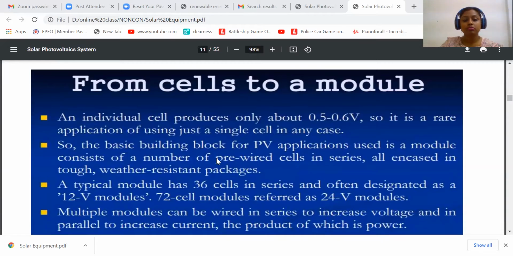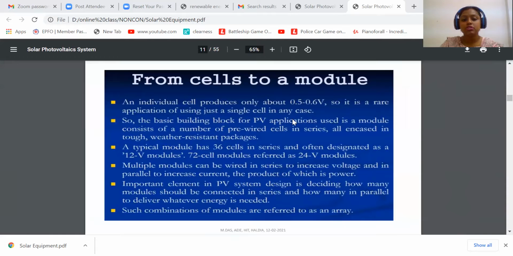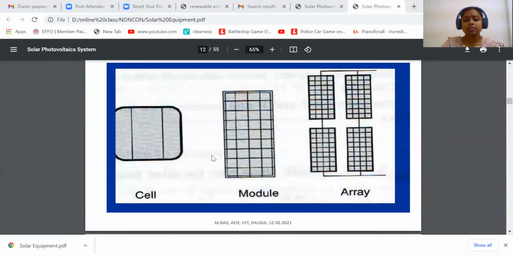From cells to modules: an individual cell produces only about 0.5 to 0.7 volt. So it is a rare application to use just a single cell, and we generally do not use a single cell to serve a particular load. However, we generally use modules, 12 volt modules and some 24 volt modules, for a particular application. So this is one cell. The cells are combined in series and parallel to form modules, and again the solar PV modules are put in series and parallel to make a PV array.